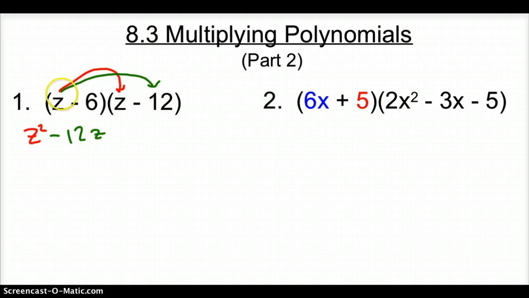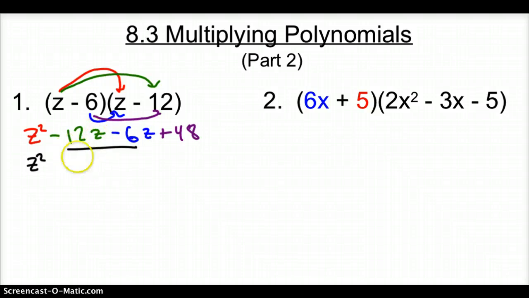Since I multiplied this guy by all the terms in the second binomial, I'm going to move to the next number, my negative 6, and multiply it to the z, so it's negative 6z. Then, staying with that negative 6 to make sure I multiply it to everything in the second one, it's going to be a plus 48. Now we just combine like terms, so it's z squared, then minus 18z plus 48.